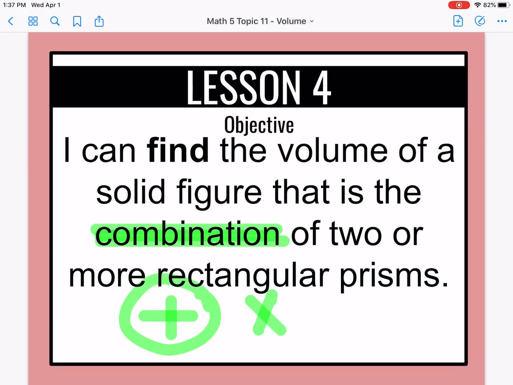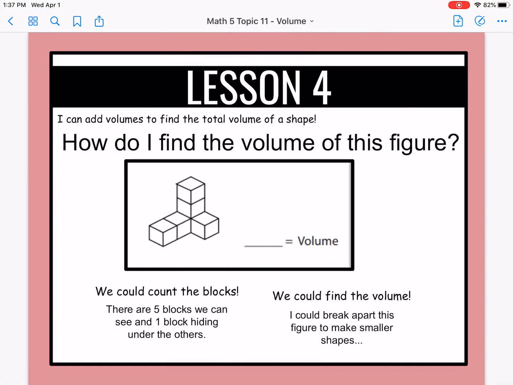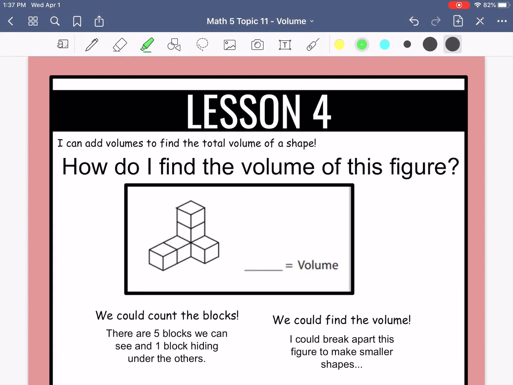So let's take a look. How do I find the volume of this figure? Well, couldn't we count the blocks? Yeah, that'd probably be the easiest in this case. There's 1, 2, 3, 4, 5, and there's one underneath, isn't there? There's one more underneath. So we have 5 blocks plus 1 hiding. That tells me this is a volume of 6 units cubed.